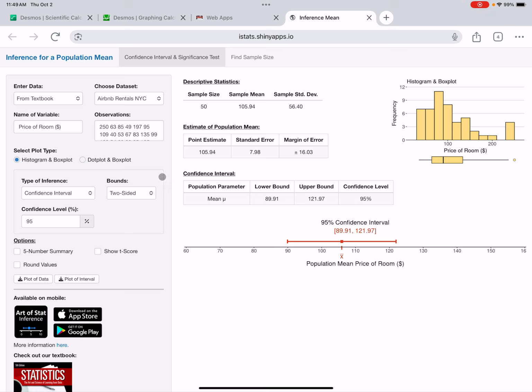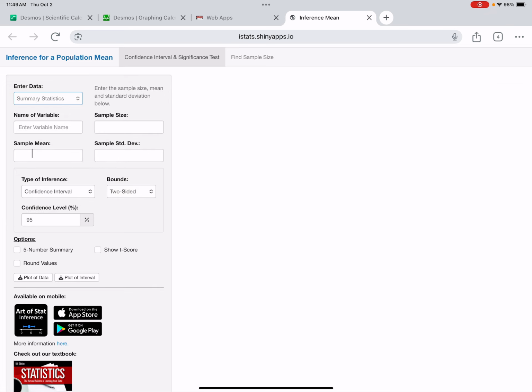Okay, so in Art of Stat, you're going to want to go to your own. We don't want to do an example from the textbook. We have our own data. Don't go to summary statistics like we did before, because that's just going to take you here where you have to put in the sample size, sample mean, sample standard deviation. I suppose you could find those things using Excel or something like that and then enter them, but it's much easier to just enter the data.